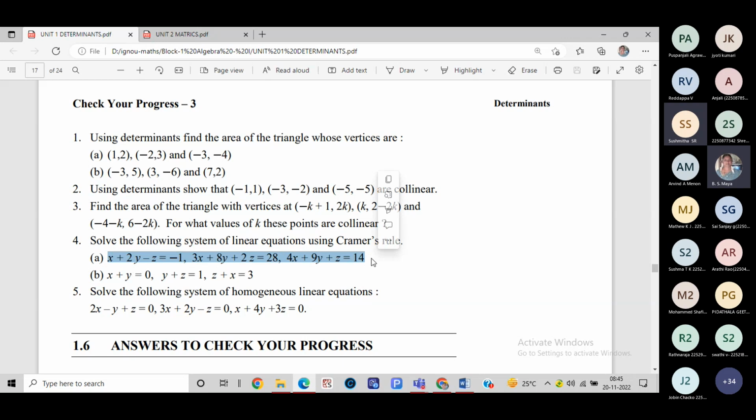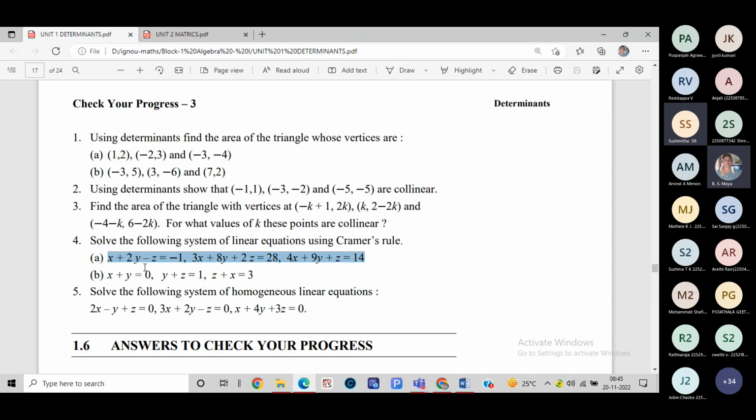Can you take this one? Yes, ma'am. Ma'am, B also. Like the fourth one, B. Okay, can you do it? No issues. Because this is one common question, you can check it on the question paper. I will show you the question paper also.